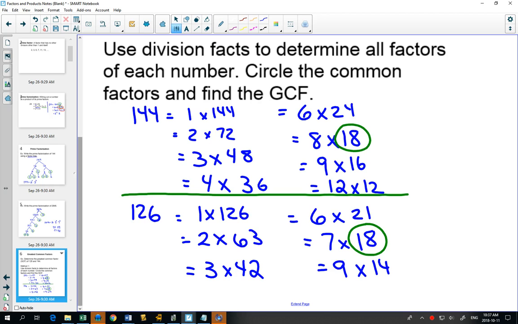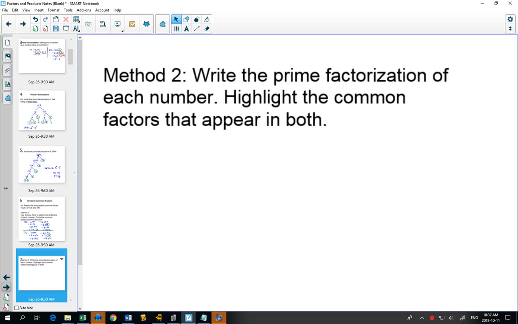So that's one method. That method is exhaustive because you find everything. It's also exhausting because you have to find everything. So is there a method that lets us figure this out quicker? Yes, there is. And that method is method 2, if we write the prime factorization of both of these numbers. So 144 and 126. We did 144 already, so I'm not going to redo the factor tree.